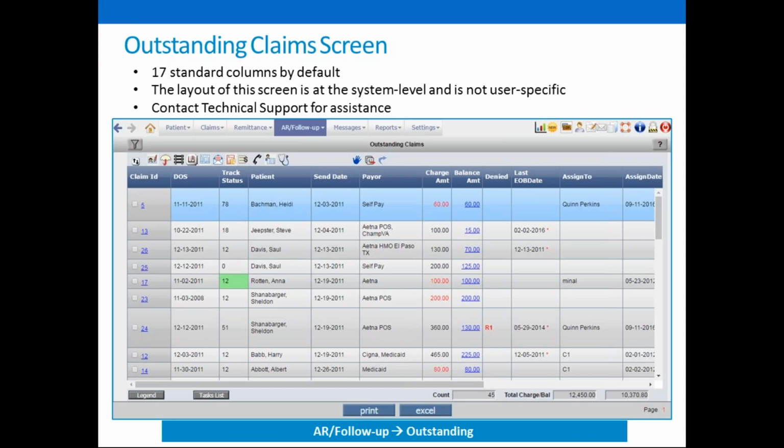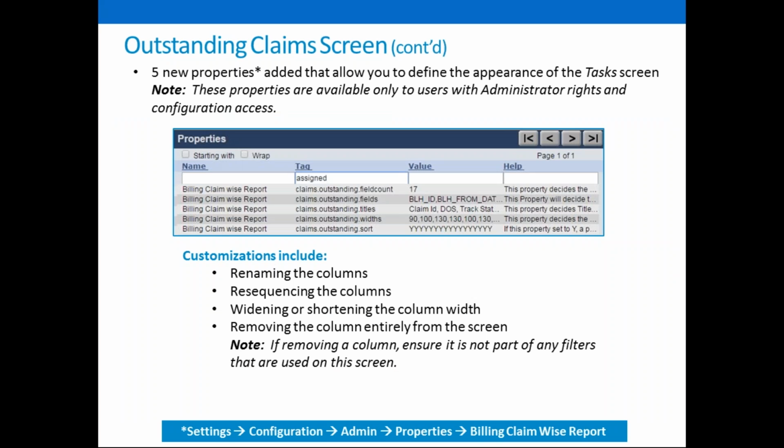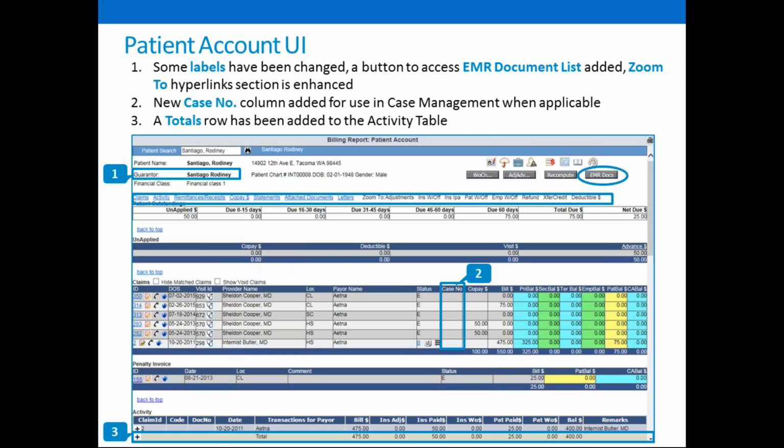Same rules apply to outstanding claims. You also have the same 17 standard columns, but you can resequence them, hide the ones you don't want, and so forth. Now, these are different properties. So it's the same logic. You maneuver it the same way. It's just different properties because it's a different screen. So if you wanted the same changes on both screens, you do need to make them in both places. And of course, again, you could contact technical support to assist you. And then thirdly, the patient account screen.